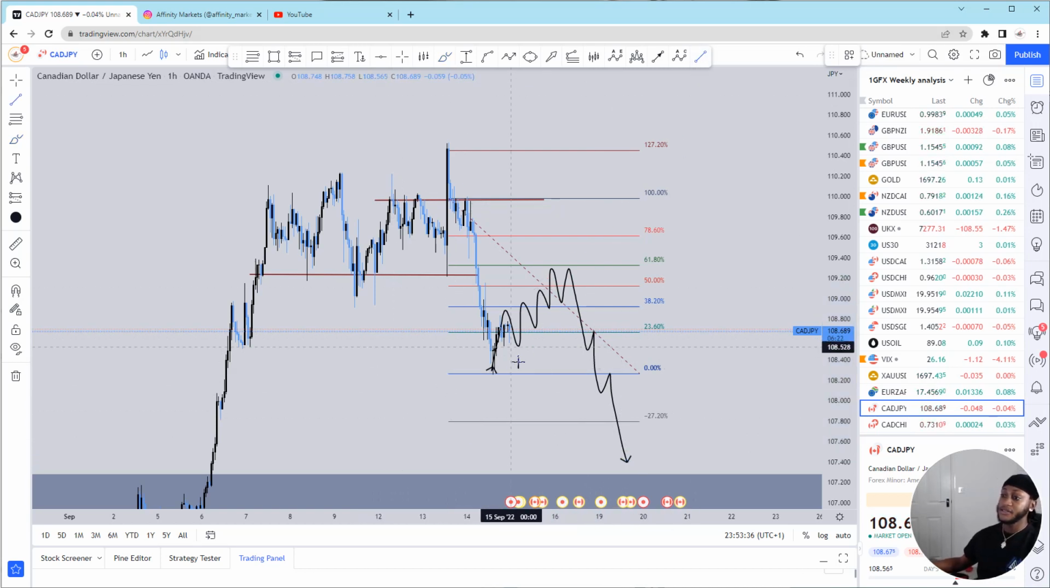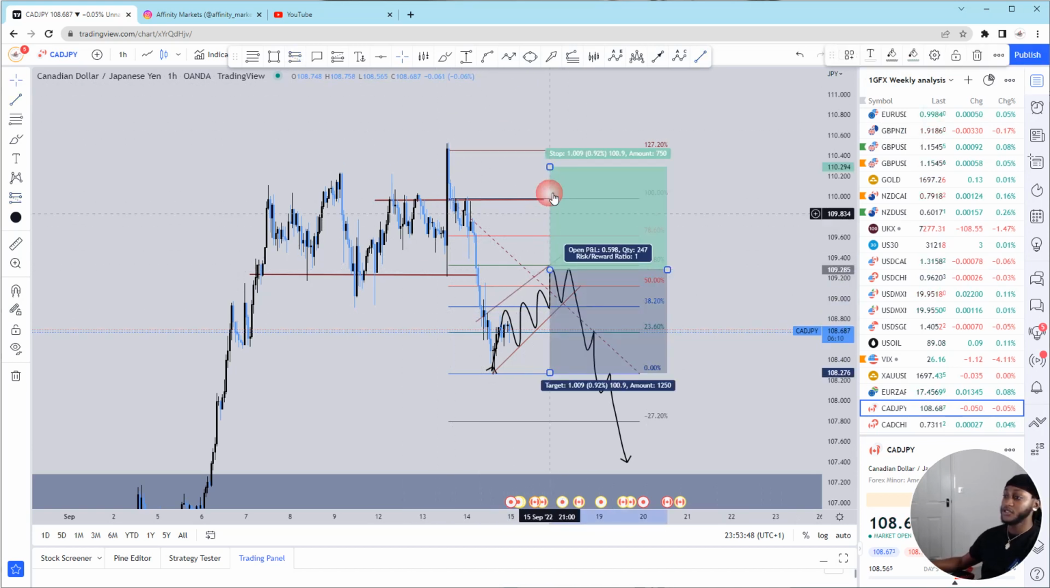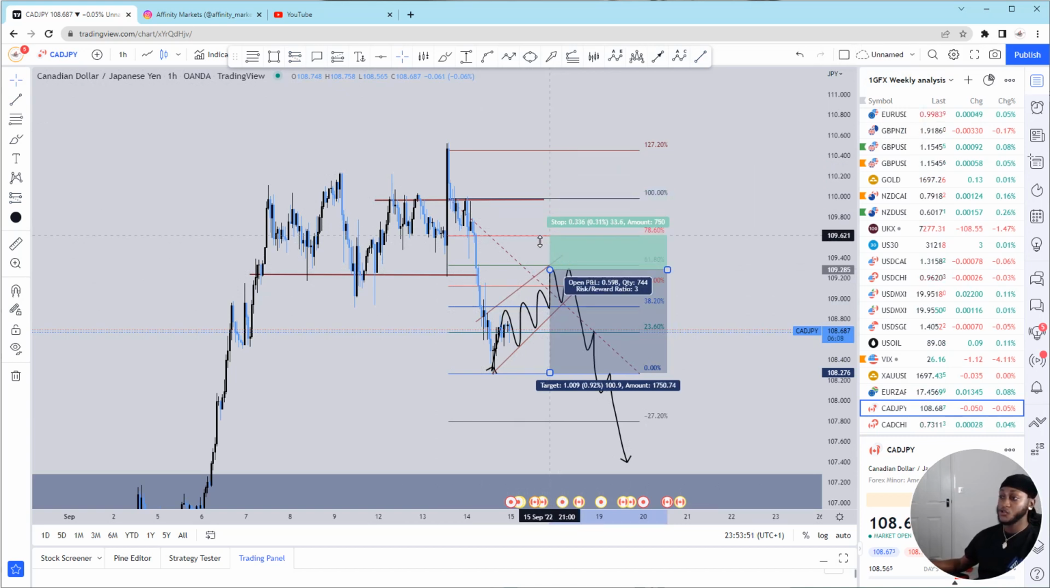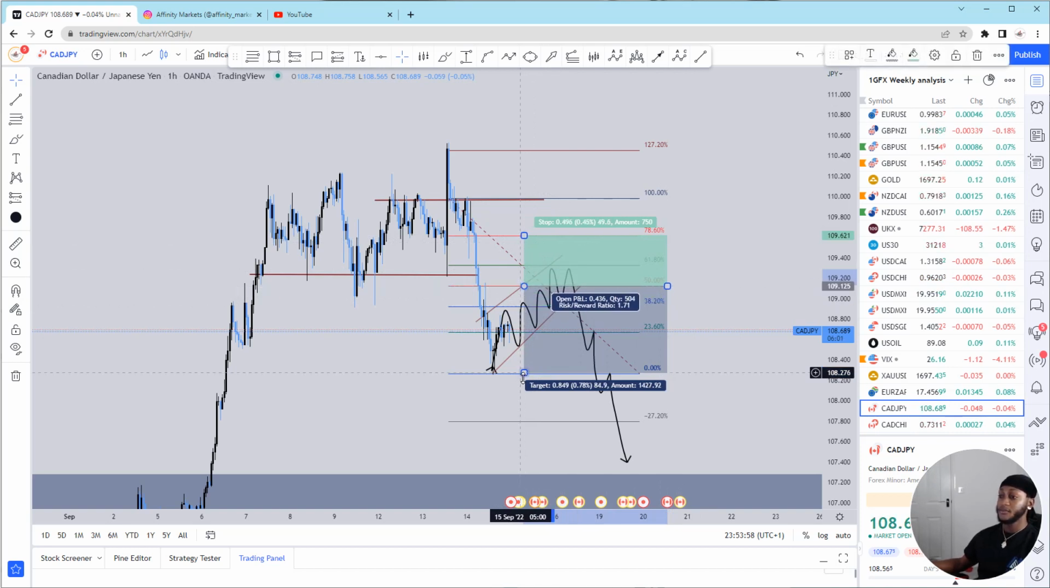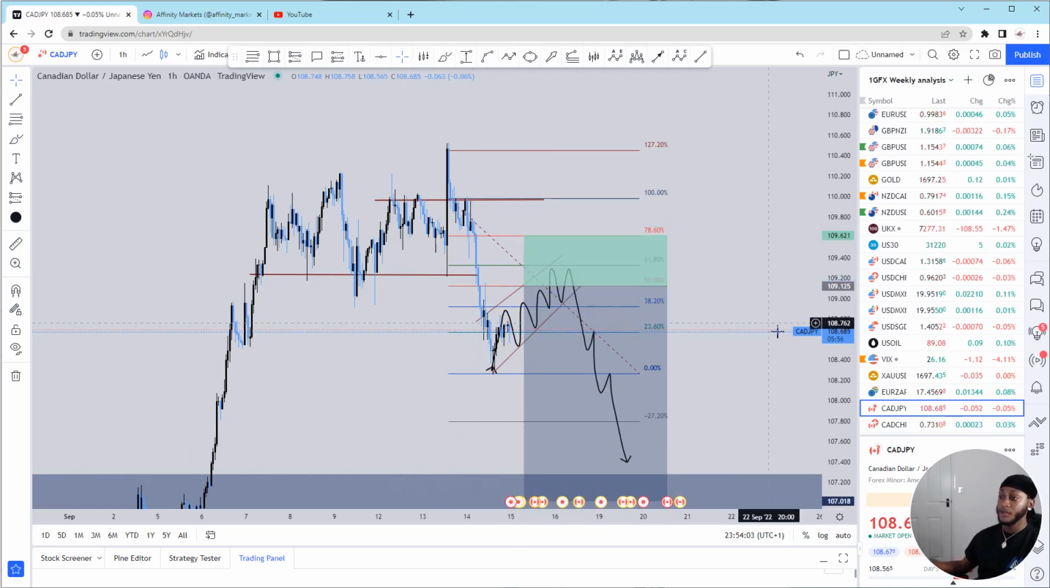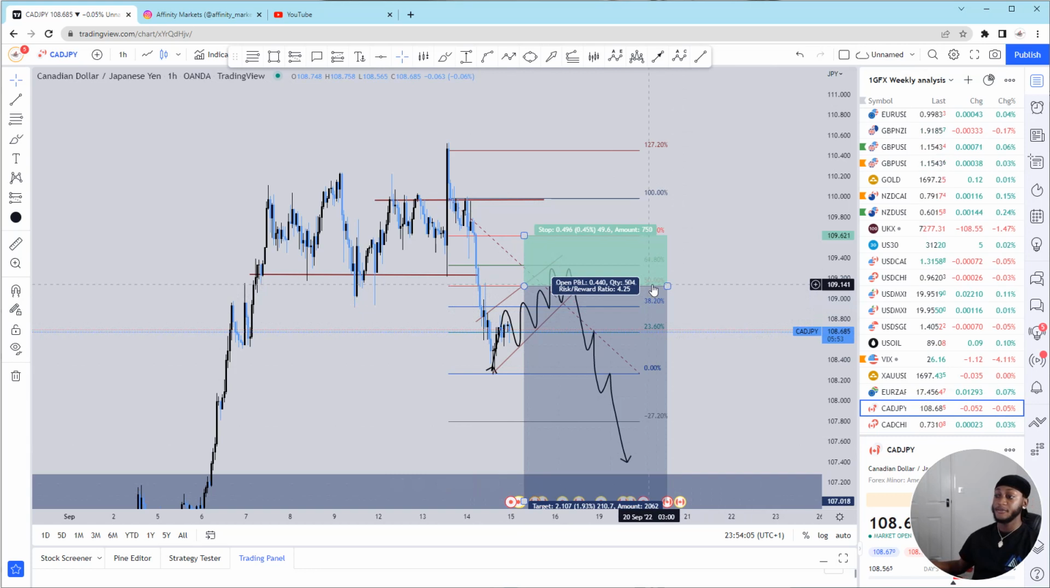So something similar to this is what I will potentially be looking for on CAD/JPY to form before we actually head lower. And as I said before, my stop loss would be at my 78.60. My first entry point would normally be my 38.20 or my 50% retracement. Where I set my take profits, so if I get my first entry at my 50%, right, it depends. So this is how you set your entry points and your take profit.